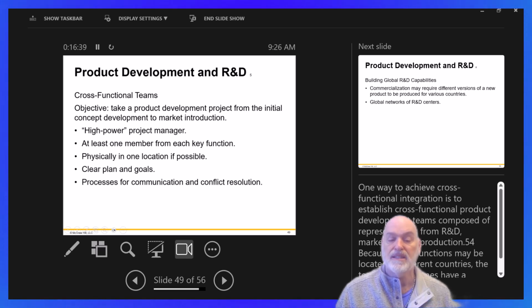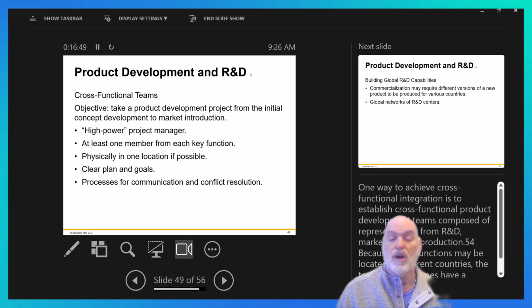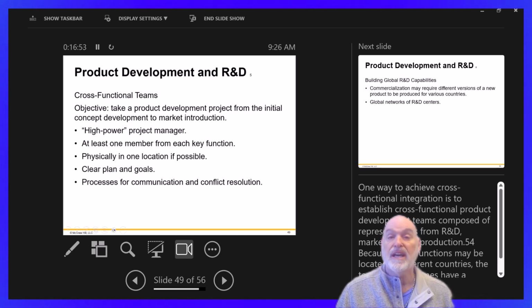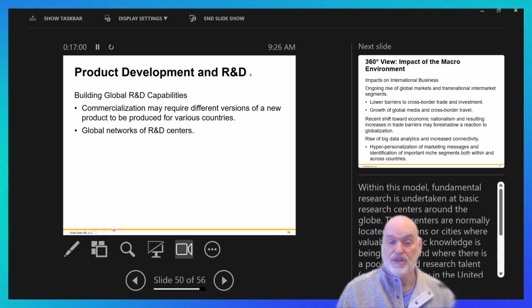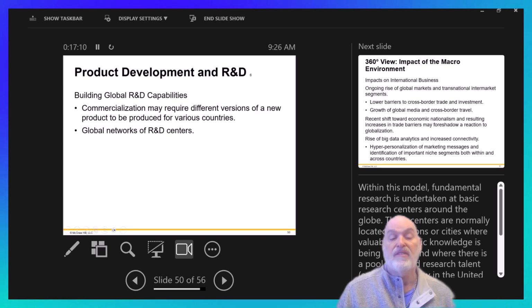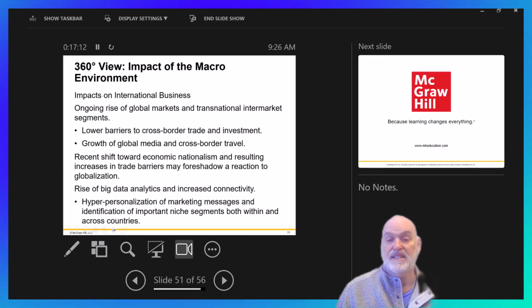Cross-functional teams. The objective is to take a product development project from the initial concept development to market introduction. High-power project managers are most likely more successful, with at least one member from each key functional area of the business, physically in one location if possible, and there has to be a clear plan and goals, and processes for communication and conflict resolution. Building global R&D capabilities: commercialization may require different versions of a product to be produced for various countries, and have a global network of R&D centers.